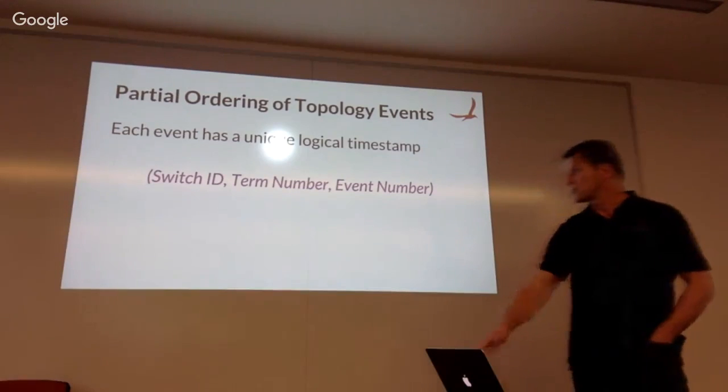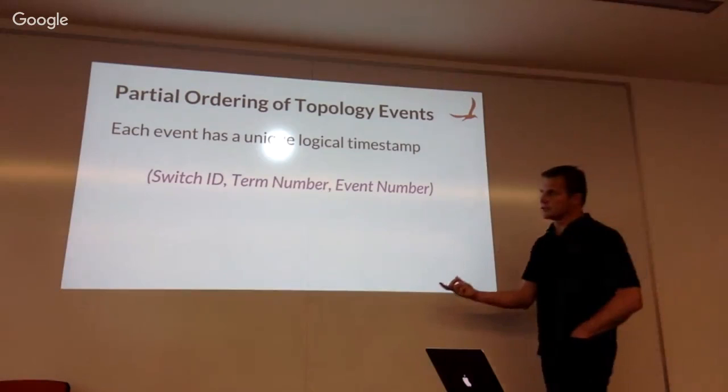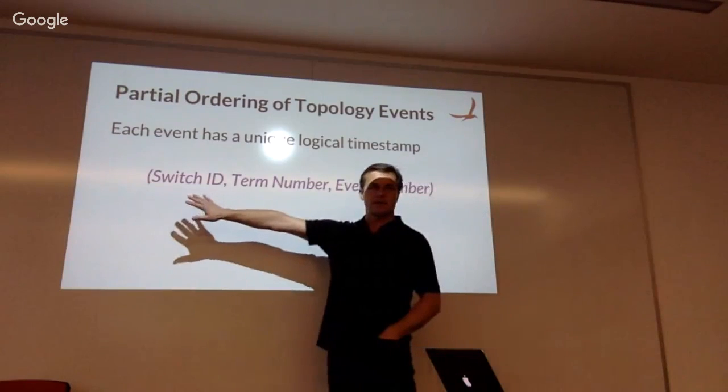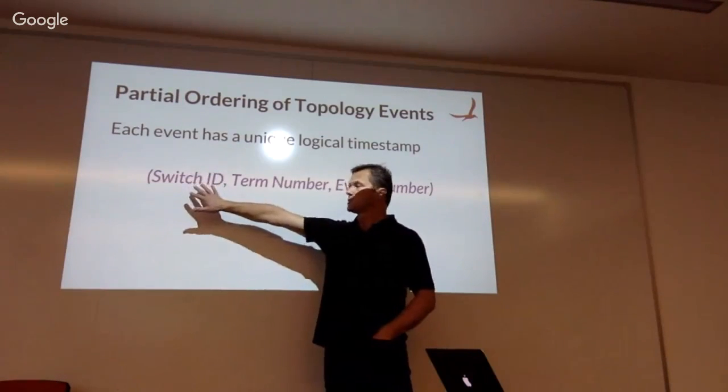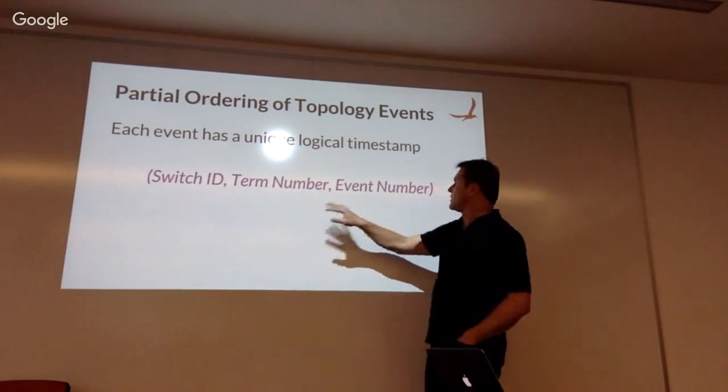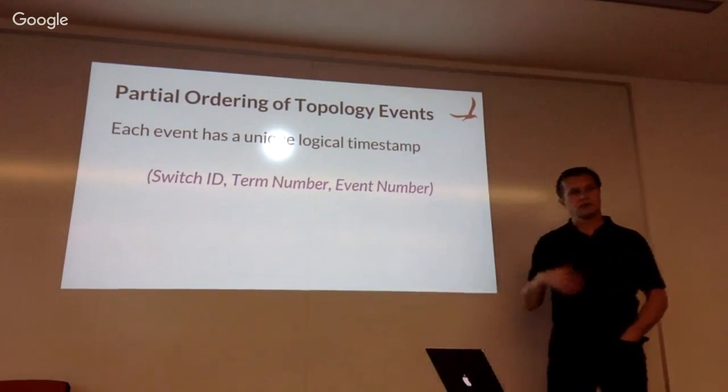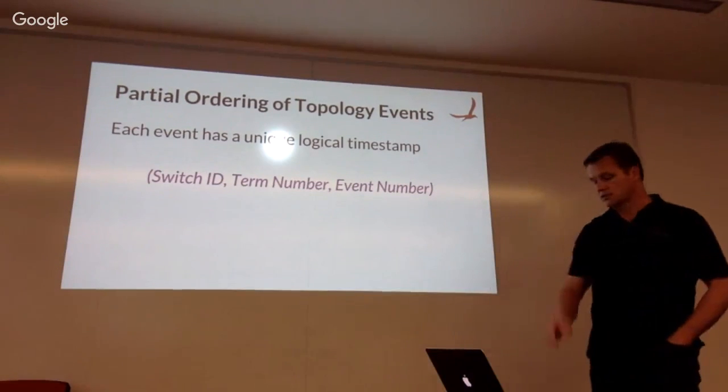You can see that it's a three-part vector. It's relative to each switch, as I said. So it's basically a three-part vector of switch identifier, the term number, and then the event number issued locally in the context of the master of that switch.